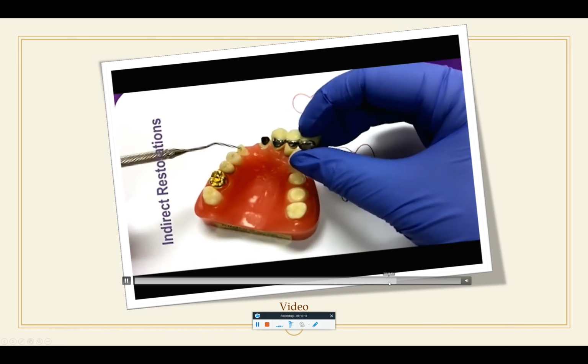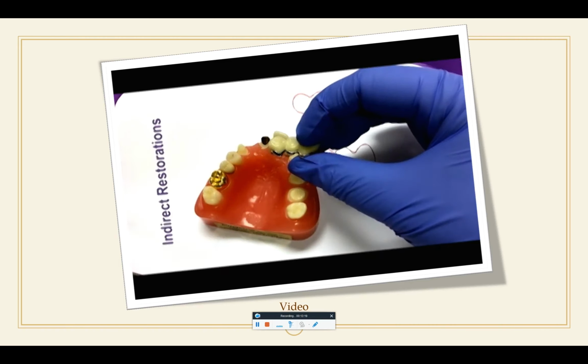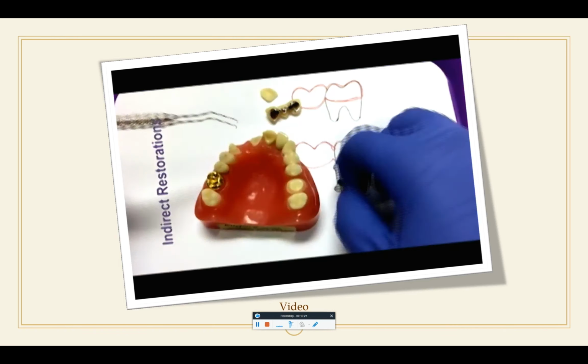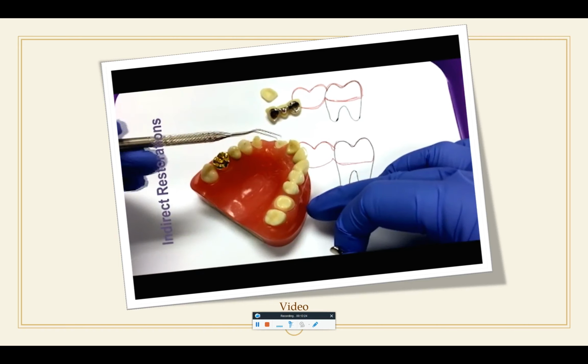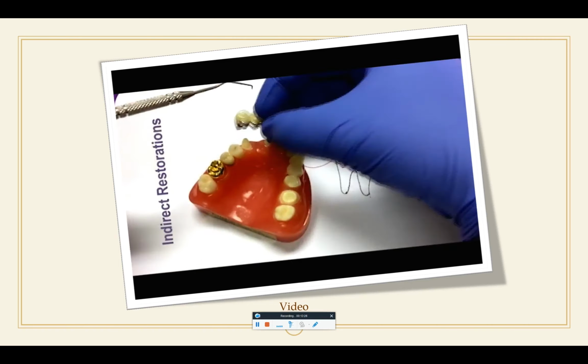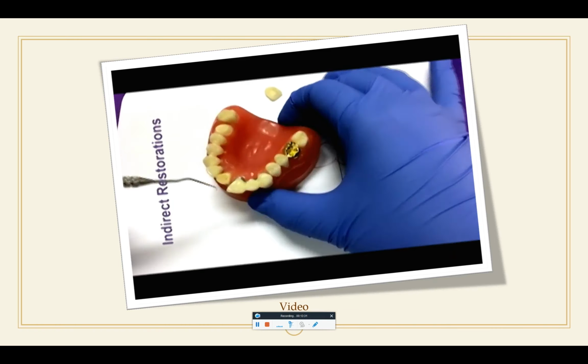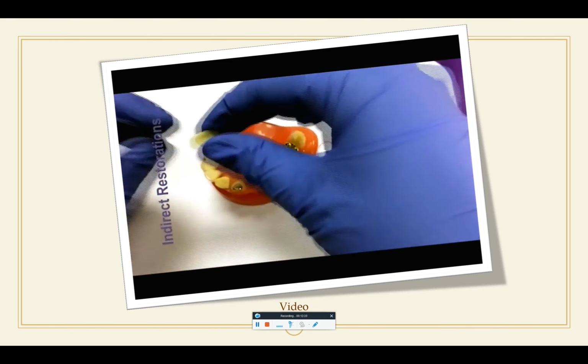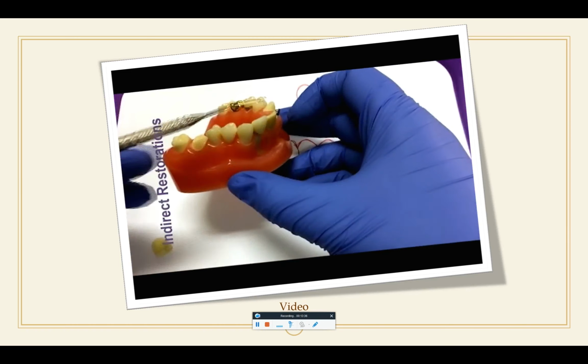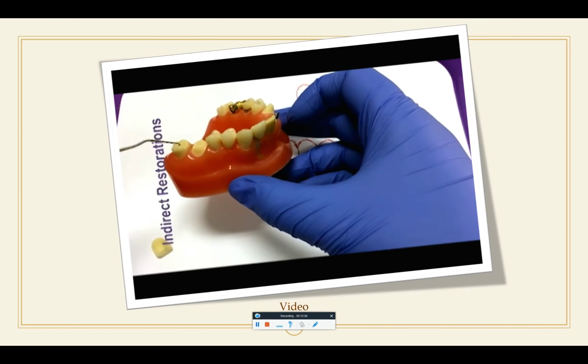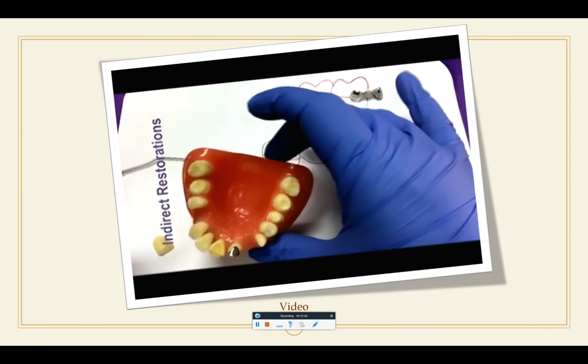Next is the bridge, PFM, which is porcelain fused to metal. It contains one or more than one tooth, with the porcelain touching together, and the supporting teeth have a core, which is the abutment. That's all. Next is veneers.